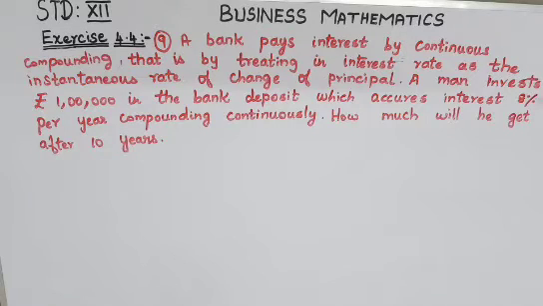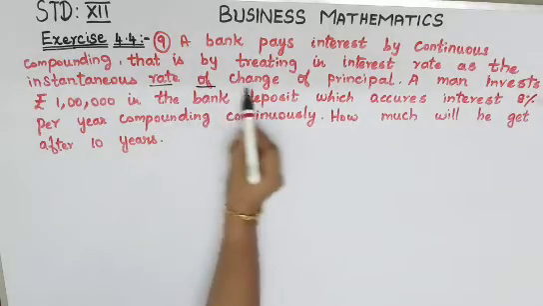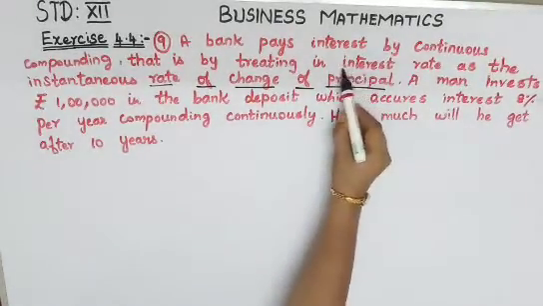9th question. A bank pays interest by continuous compounding, that is by treating an interest rate as the instantaneous rate of change of principal. A man invests rupees 1 lakh in the bank deposit which acquires interest at 8% per year compounding continuously. How much will he get after 10 years? So the question is given for compound interest. So the person is paying 1 lakh at the interest of 8%, and they have given the rate of change of principal with the interest rate.